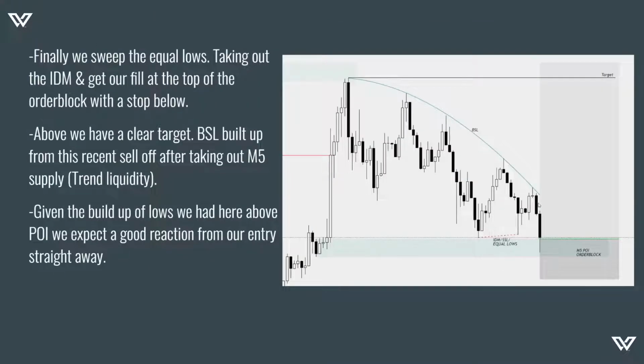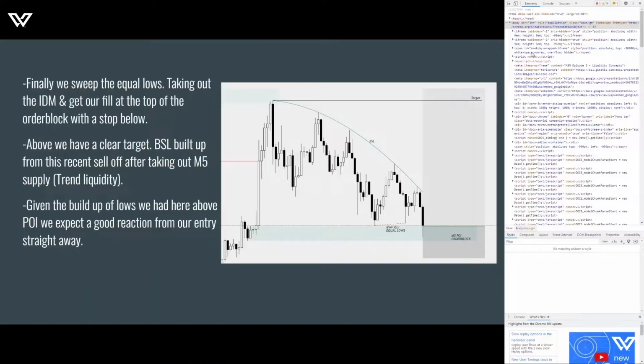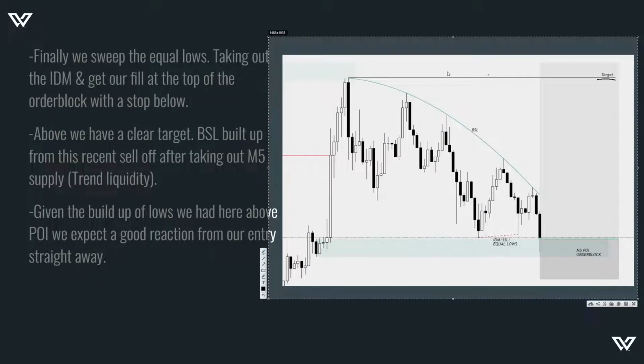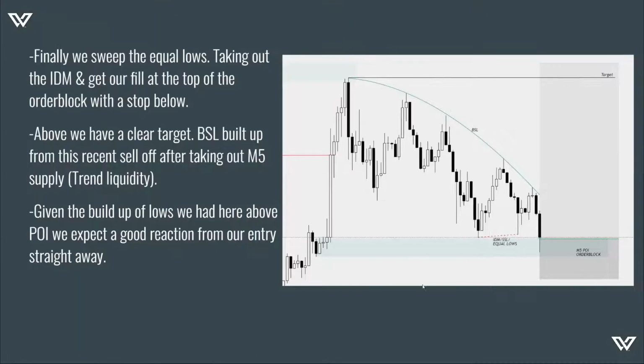Finally, we get the sweep. We have this buy side liquidity above here. We have this trend, the trend liquidity, so we have all of this liquidity we want to target, and then we're getting long. We get our sweep, we're getting long. Obviously we can wait for the change of structure if we want to, but given we have the equal lows, we have this order block, this cluster, I'm expecting a good reaction here. I'm expecting this to bounce very well.